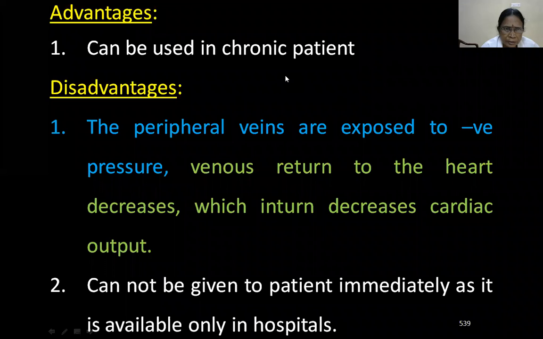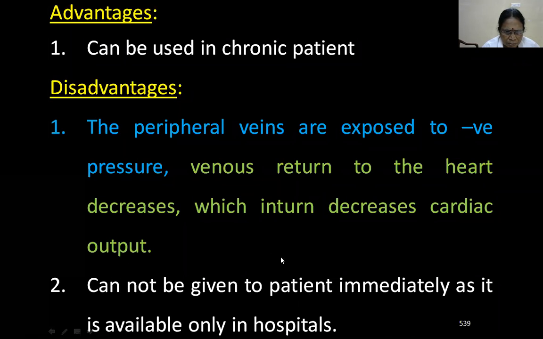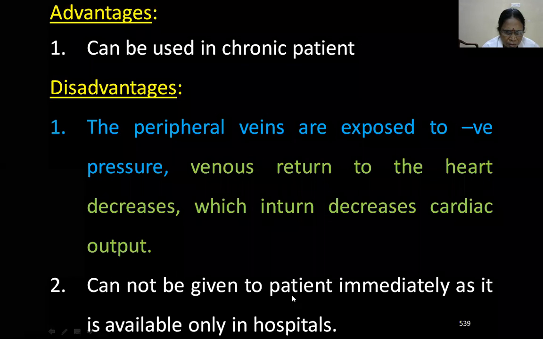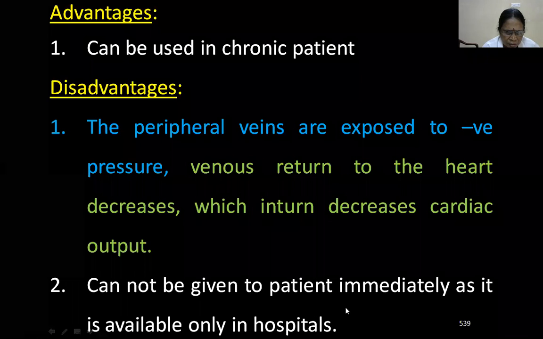Disadvantages: it can be used in chronic patients, but the peripheral veins are exposed to negative pressure. When we give positive and negative pressures, the venous return to the heart decreases, and this in turn may decrease cardiac output. Another disadvantage is that it helps only in a hospital setup. It is not available in a field setup, anywhere near places of drowning like beaches.